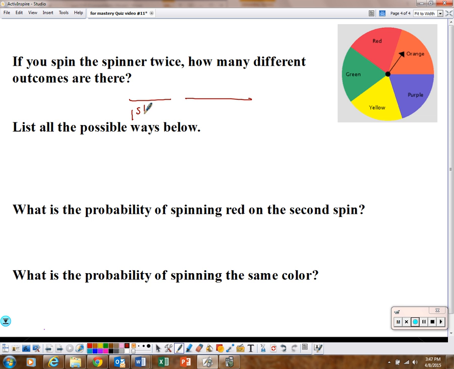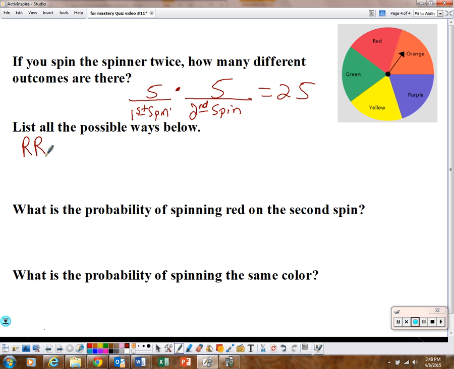Okay, first spin. There are 5 possibilities. Second spin. There are 5 possibilities. So 5 times 5 is 25. Uh-oh, list out all the possibilities. So I got to think of 25 of them. Okay, well, I'm going to start with red. Okay, I'm going to use R for red, O for orange, P for purple, Y for yellow, G for green.